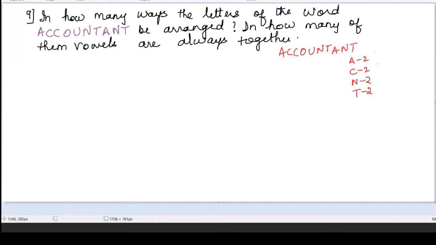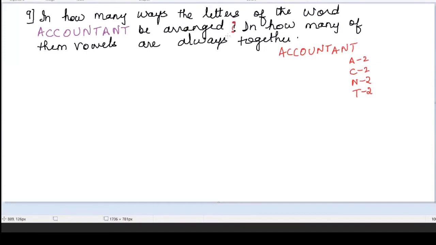That is the first step whenever you are given a word: check if there are repeated letters, and write and keep them separately. The next step is to check how many letters are there in the word accountant. How many letters are there? 10.